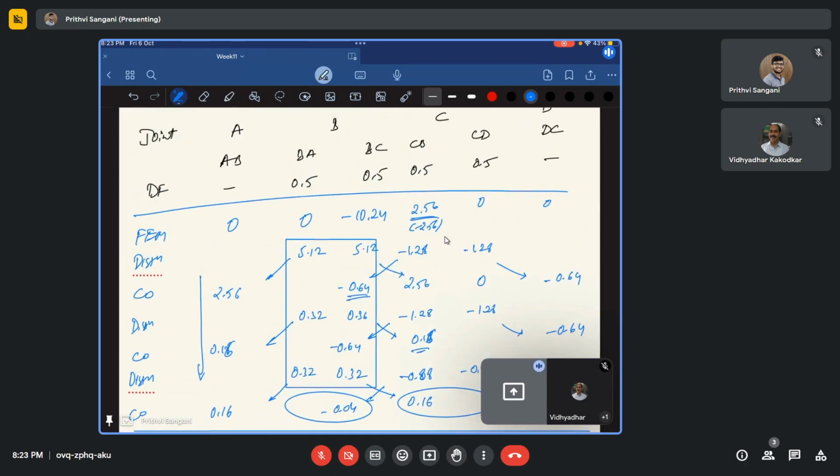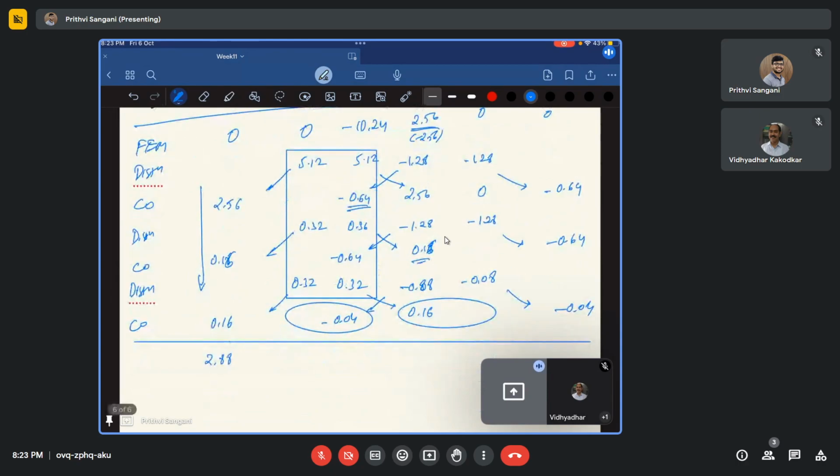What is going to happen at BA? 5.12, 0.32, 0.32, 0.64, 5.12, that is 5.78. And let us just see what is going to happen here. 5.12 minus 10.24, 5.12 minus 0.64, 10. So if you just do this thing, right, you'll be getting minus 5.84. You need to consider this also.